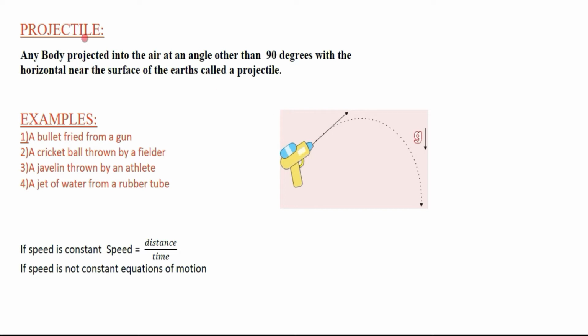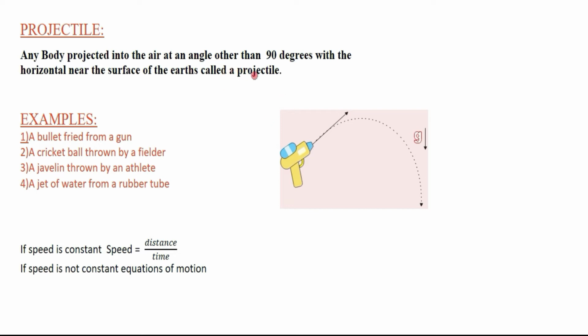First of all, what is a projectile? Any body projected into air at an angle other than 90 degrees with the horizontal near the surface of the earth is called a projectile. That means on the surface of the earth, if you throw any object with an angle other than 90 degrees, then we'll call that object a projectile.